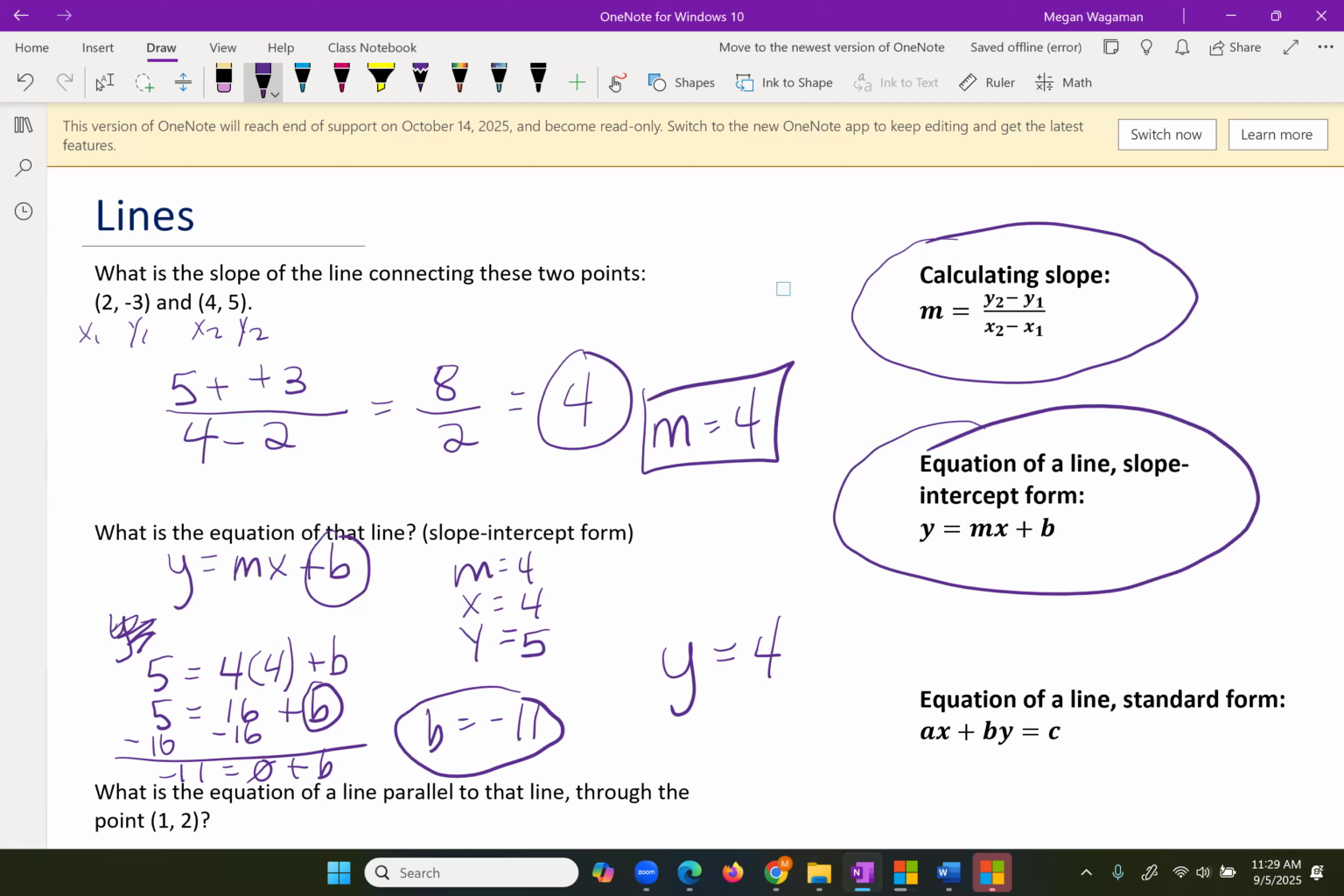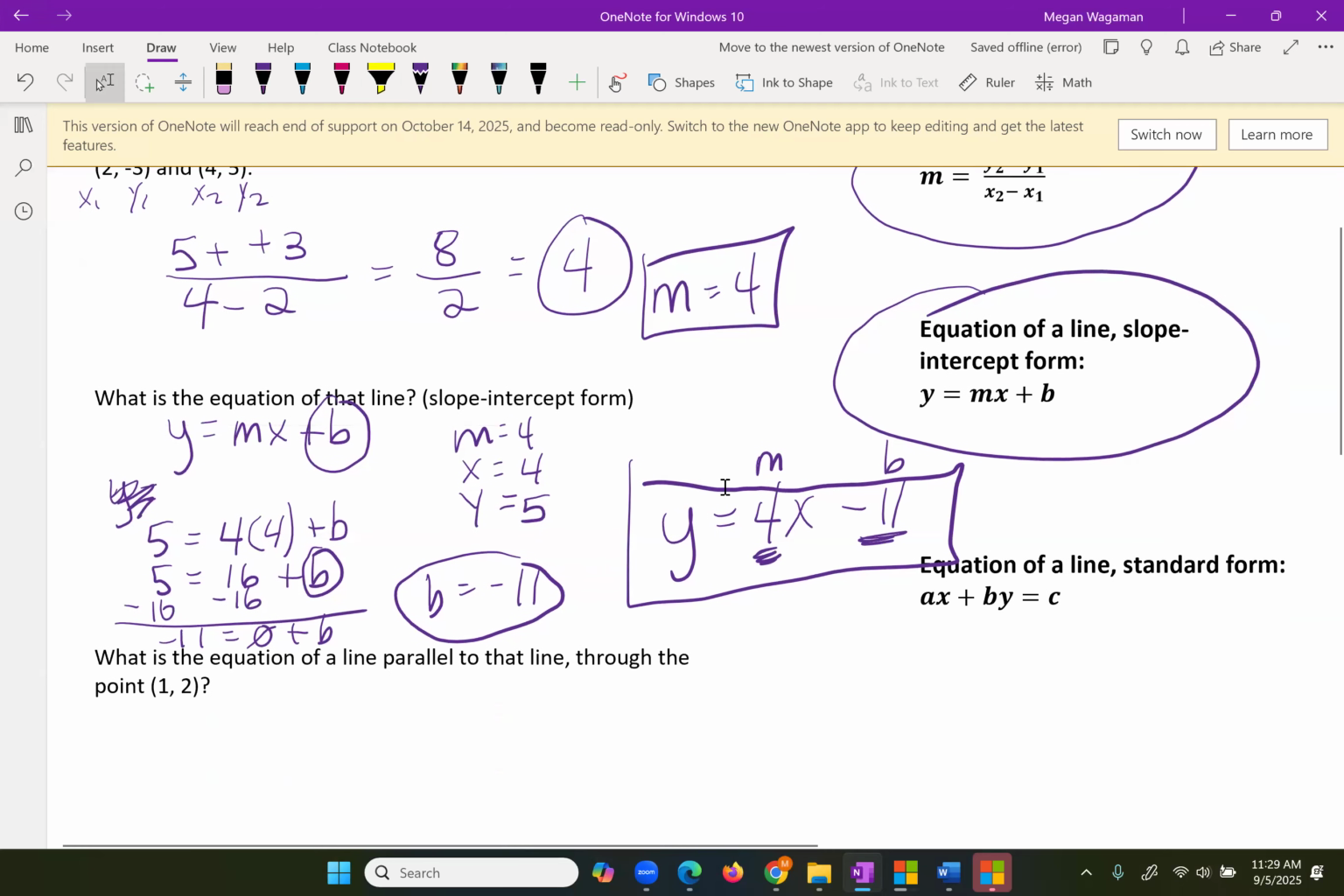So putting this all together now, my general equation to fit any point in there is going to be y equals 4x minus 11. So the key is I put in the numbers for the m and for the b. I leave x and y as letters in my final equation there. So that's the equation for that line.